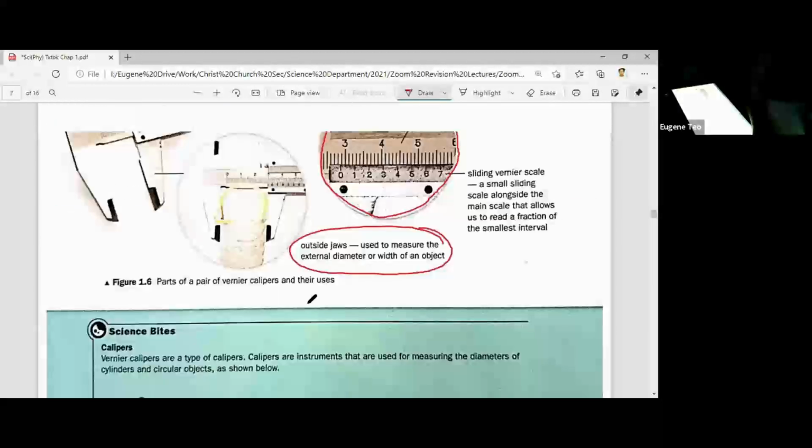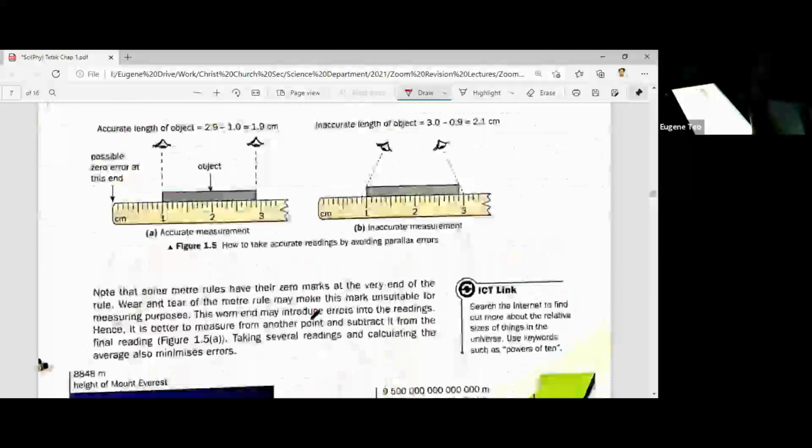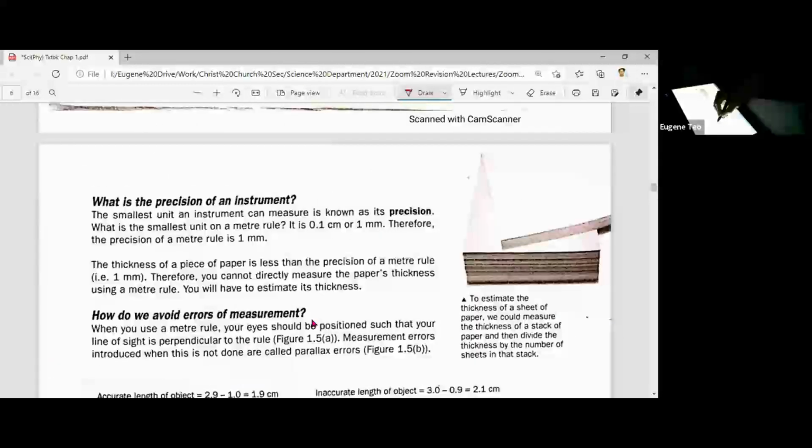Under important concepts, I need you to take note of this idea called the precision of an instrument. Now, what is precision? You might want to write down this definition here. The smallest unit that an instrument can measure is known as the precision.